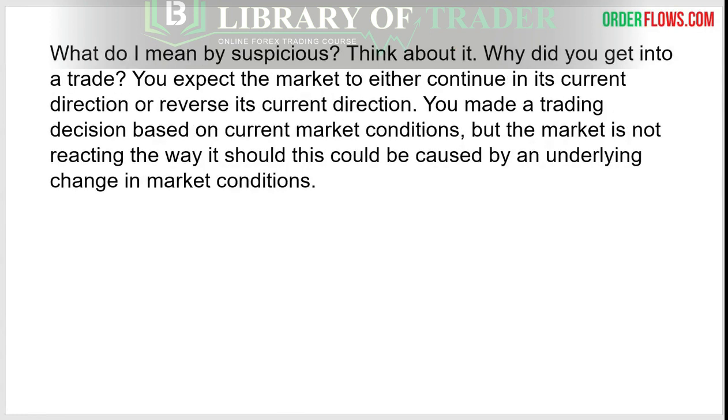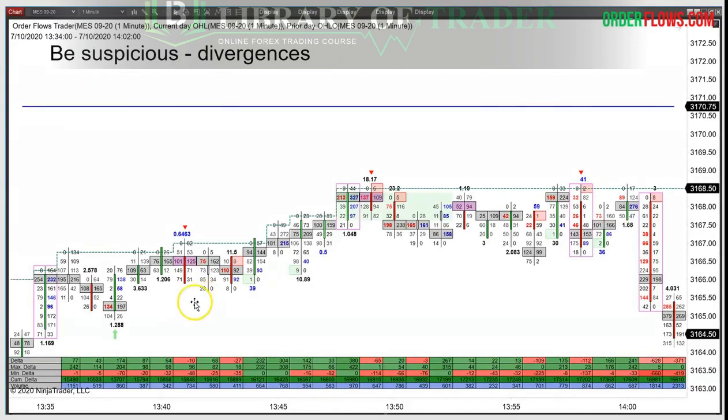And what do I mean by suspicious? Well, think about it. Why did you get into a trade? You expect the market to either continue in its current direction or reverse its current direction. You made a trading decision based on current market conditions, but the market is not reacting the way it should. And this could be caused by an underlying change in market conditions. So, ratio and divergence fails.